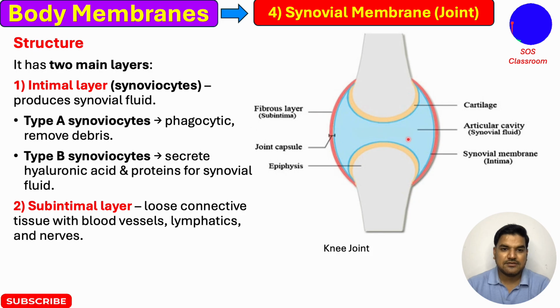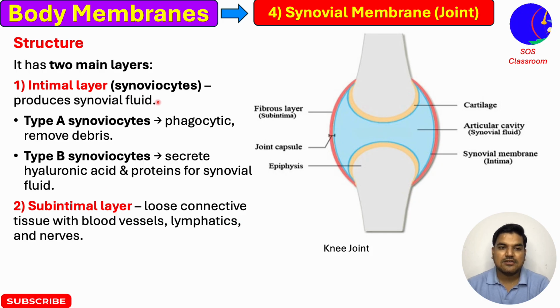For example, you can see this is the knee joint, this is the cartilage, articular cavity, synovial fluid, and this is the synovial membrane. First is the intima and second is the subintima. The subintima is made of a fibrous layer and the intima is made of the synovial membrane. So the synovial membrane is made of two layers: first the intimal layer, second the subintimal layer.